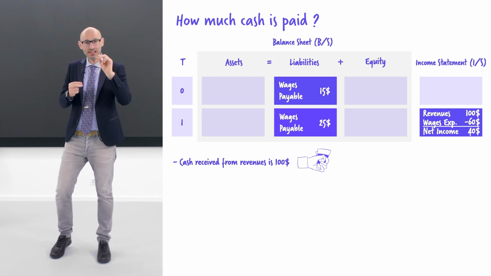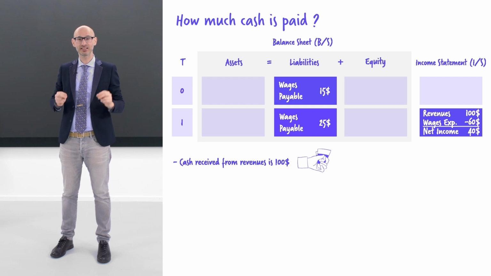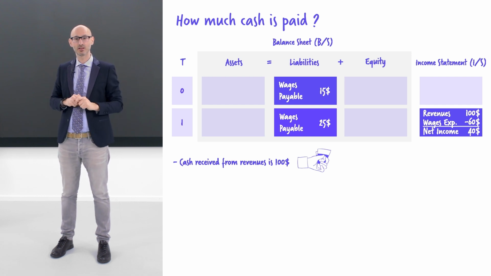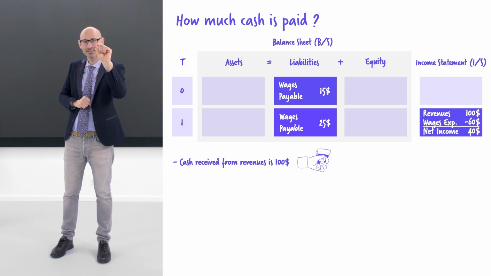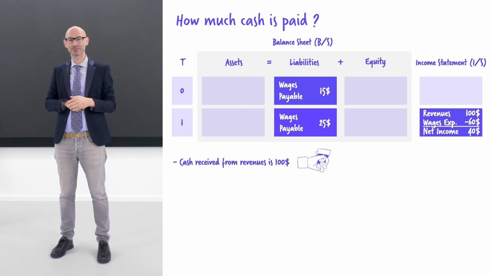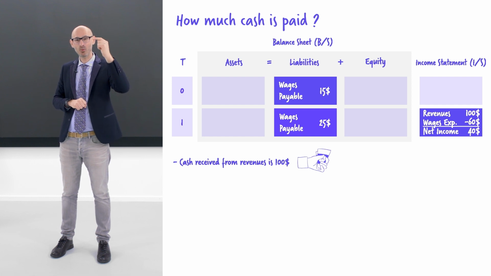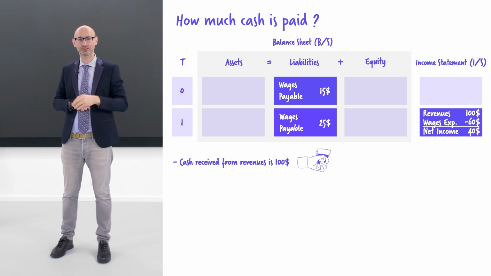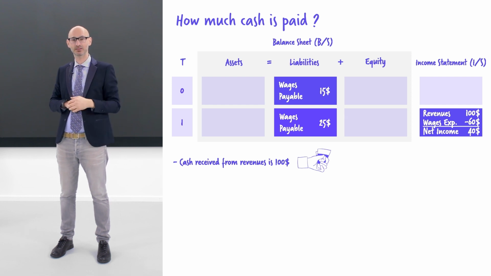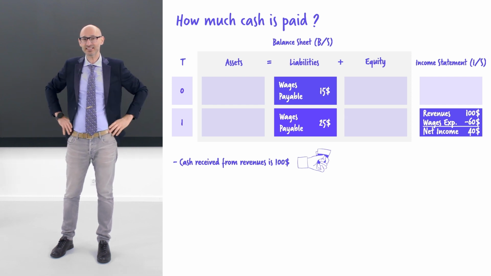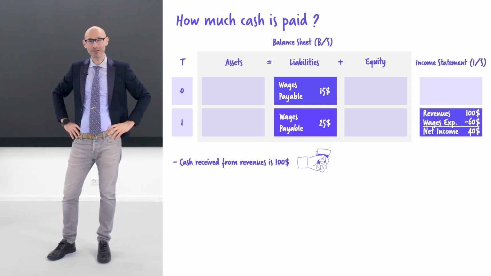Now, the only accrual we have on the income statement relates to expenses. We see that we have 60 of wages expense. But how much of these expenses did we really pay? The answer lies in the wages payable under the balance sheet. These have to relate to the wages expense in the income statement. So if expenses are 60, how much cash did you pay?